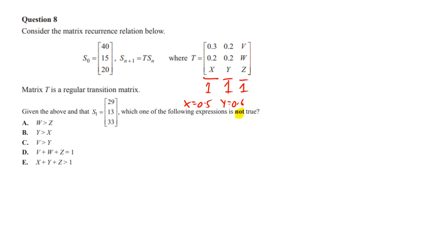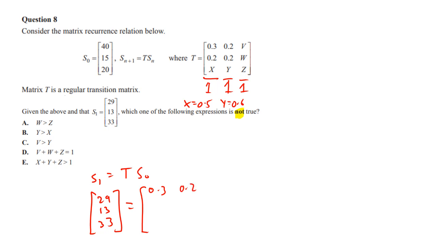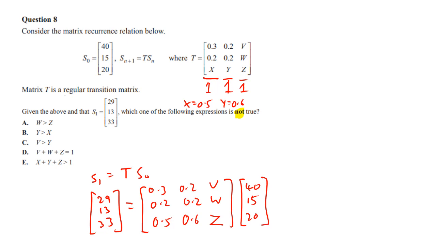So we've got to write this out. Let's have a look at this. So we know that S1 equals T S naught. And we know what S1 is. They've given us that. That's 29, 13, 33. And that equals our transition matrix, which is 0.3, 0.2, V, 0.2, 0.2, W, 0.5, and 0.6, because we've already solved that, and Z. Make sure my Z doesn't look like a 2. And that's when you times by S naught, which was 40, 15, and 20.